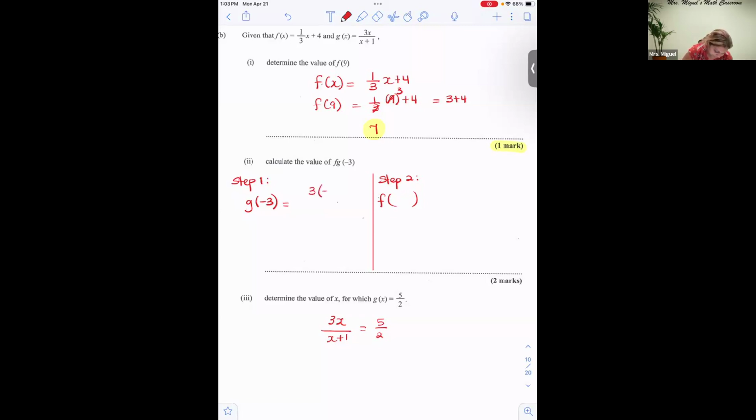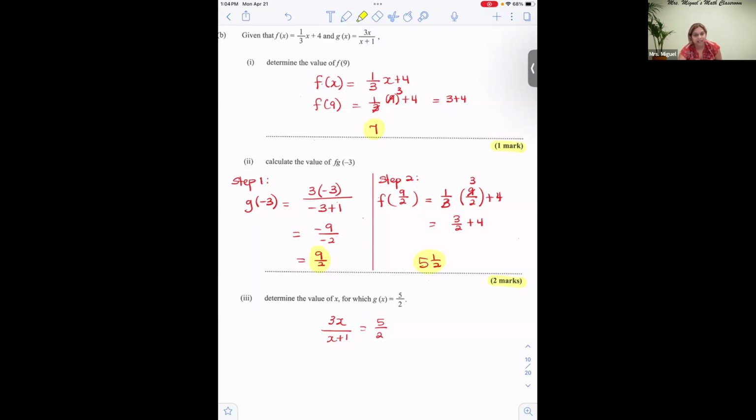So g of -3 is 3 times -3 over -3 plus 1. So this will give us -9 over -2, which is 9 over 2. So if you get this, out of the 2 marks, you will get 1 mark. Then we want to find f of 9 over 2. So 1/3 by 9 over 2 plus 4, 3 into 3, 9. 3 into 9, 3, sorry. So this is 3 over 2 plus 4. This is 1.5 plus 4, which will give us 5.5. So you get the second mark for working out that.